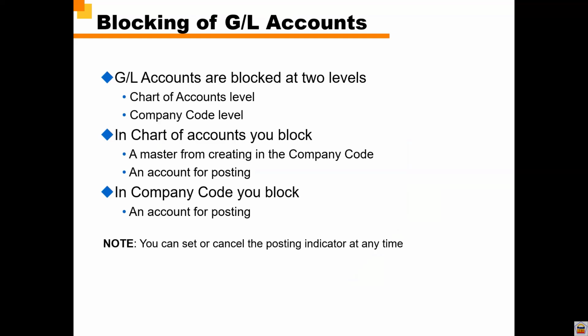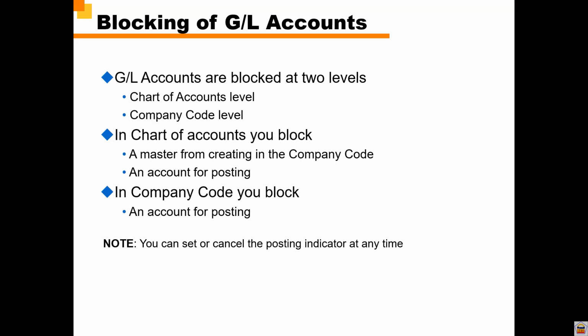Then it is saying that the blocking can also be done at these two levels. So we can do the blocking at a chart of account level and a company code level. If you do the blocking at a chart of account level and this is going to be a posting block, then what will happen? For example, we have a cash account. In that cash account, we have done a posting block at a chart of account level. Then in all the 10 company codes where we have the same chart of account, we will not be able to post the accounting entry in this account. Why? Because this is the blocking we have done at a chart of account level.